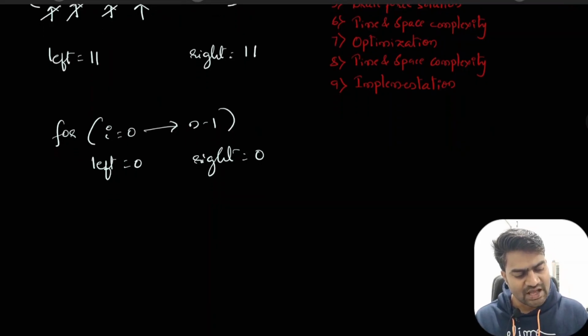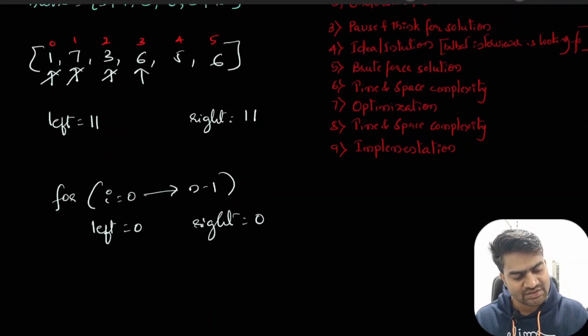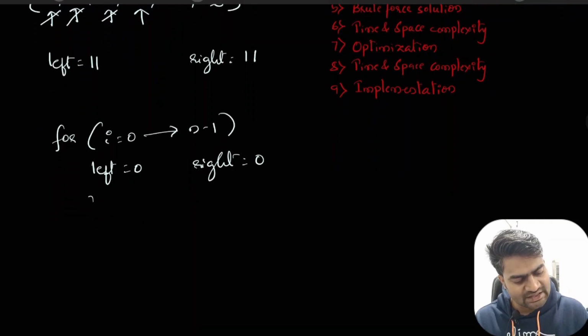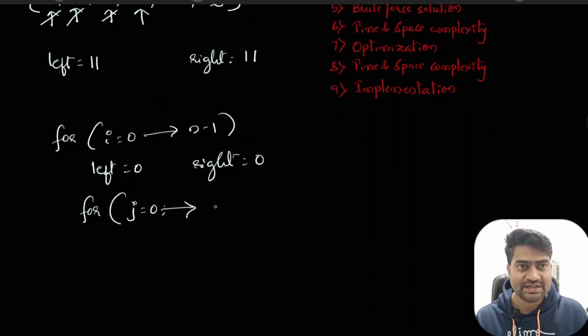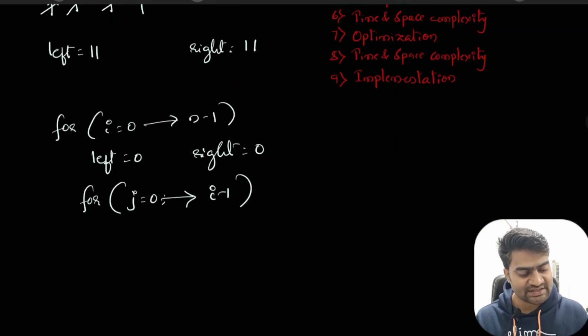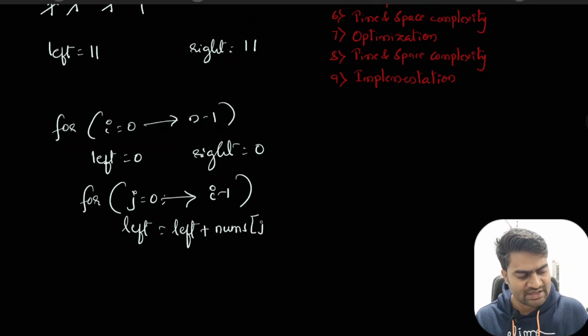Then I will have to iterate. If I am standing at this number, I will have to iterate from 0 till one index less than this particular number's index, right? So now I will take another loop for j equal to 0 till j is equal to i minus 1. I need to iterate. So this gives me the left sum. So I will say left equal to left plus nums of j.